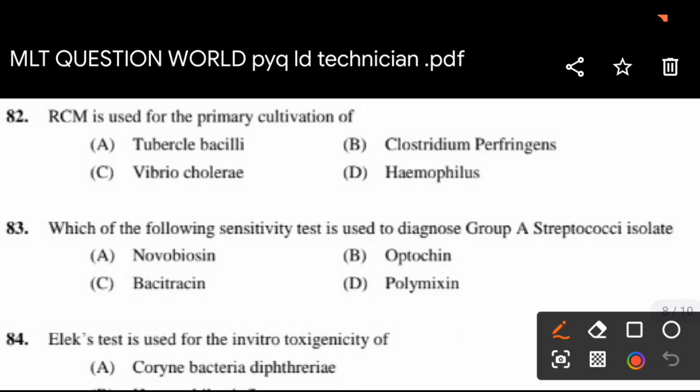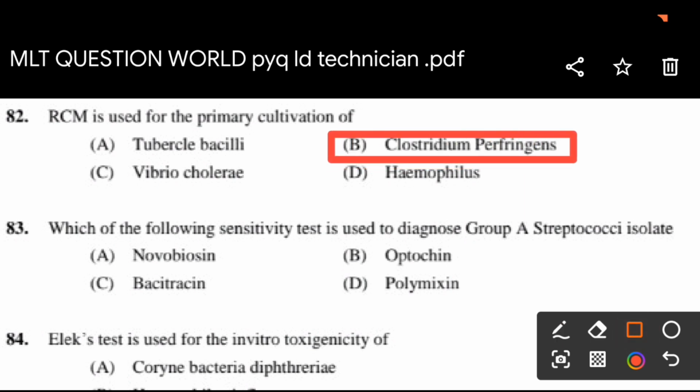Next one. RCM is used for the primary cultivation of tubercle bacilli, Clostridium perfringens, Vibrio cholerae, Haemophilus. The right answer is Clostridium perfringens. RCM is Robertson cooked meat media and it is an anaerobic media. It is used for the primary cultivation of Clostridium perfringens.